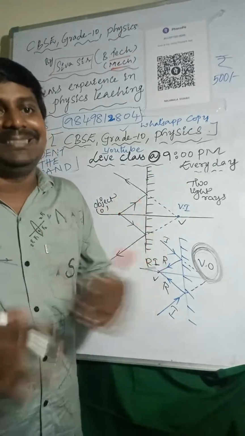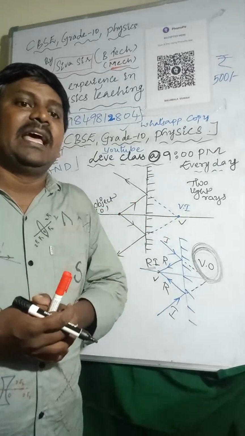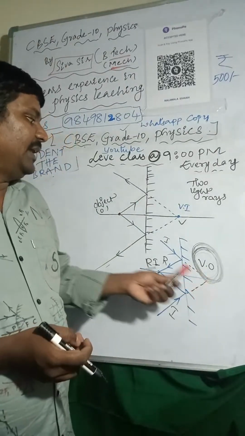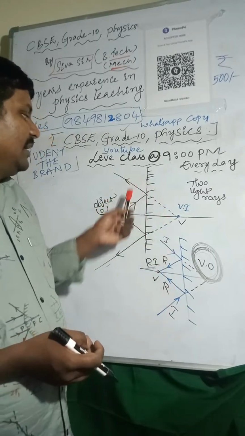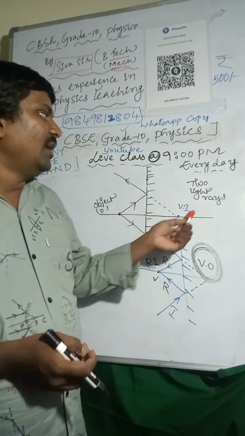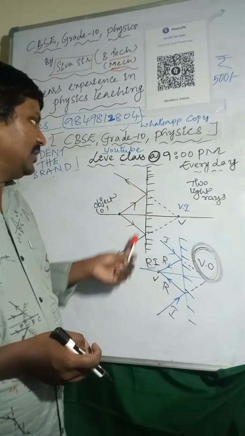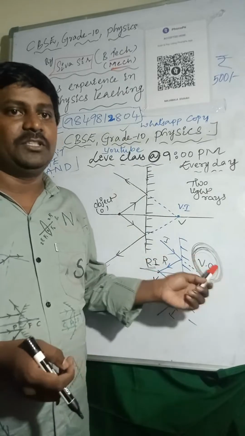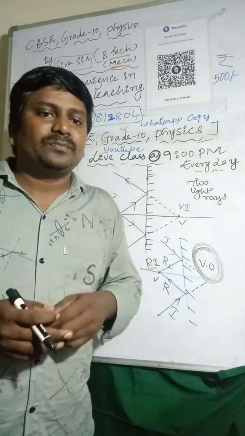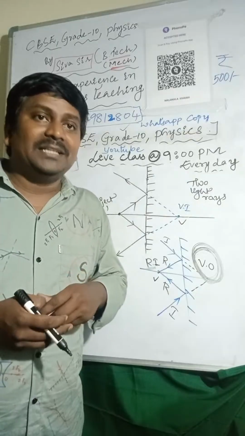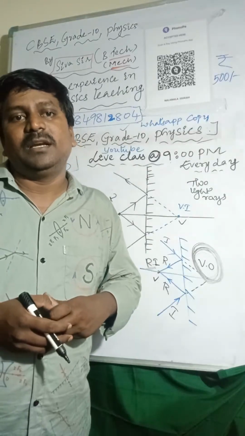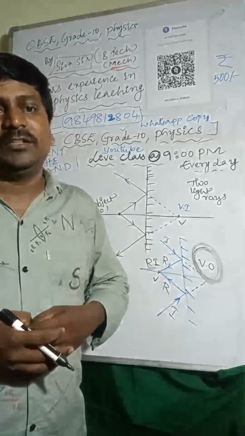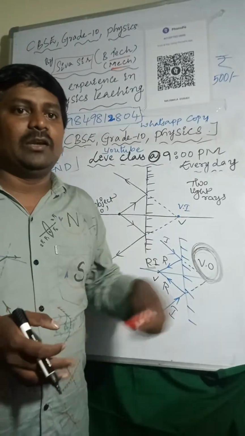Whereas extending of incident rays and extending of reflected rays gives the virtual image. Virtual image means extension of reflected light rays. Extension of incident rays is called virtual object. So these are real image, virtual image, real object, virtual object. That's enough, now I'll go to the next topic.